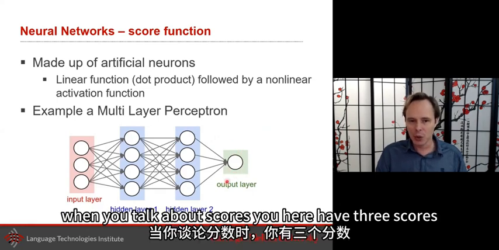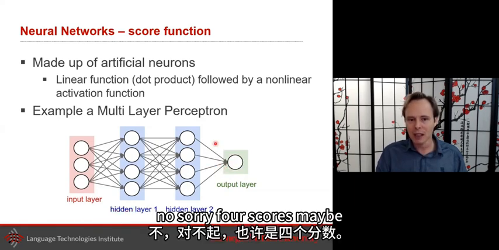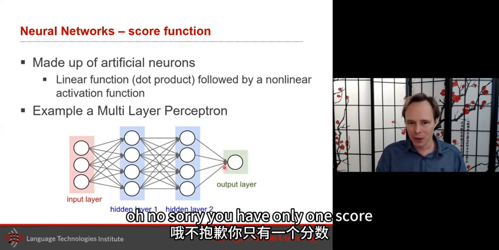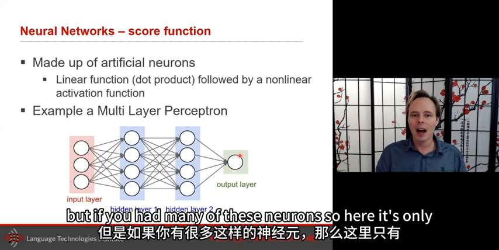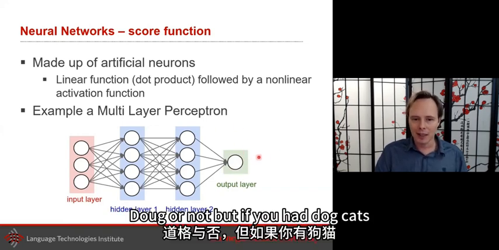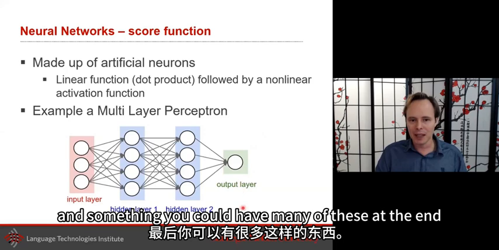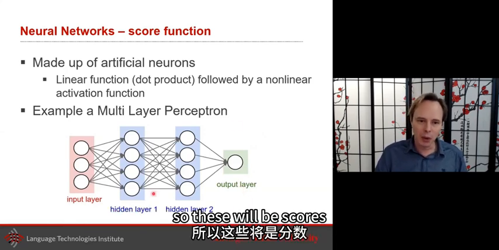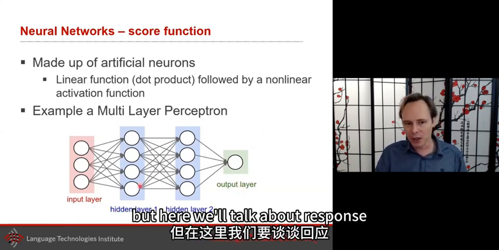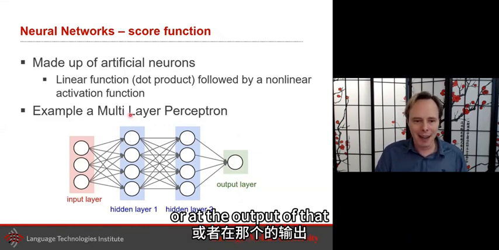When you talk about scores, you here have 3 scores. No, sorry, 4 scores maybe. Oh no, sorry, you have only 1 score. You have only 1 neuron at the end. But if you had many of these neurons, so here it's only dog or not. But if you had dog, cats, and something, you could have many of these at the end. So these will be scores. But here we'll talk about response or the output of that.